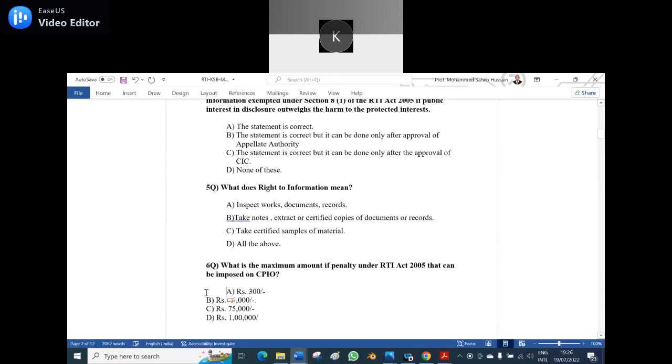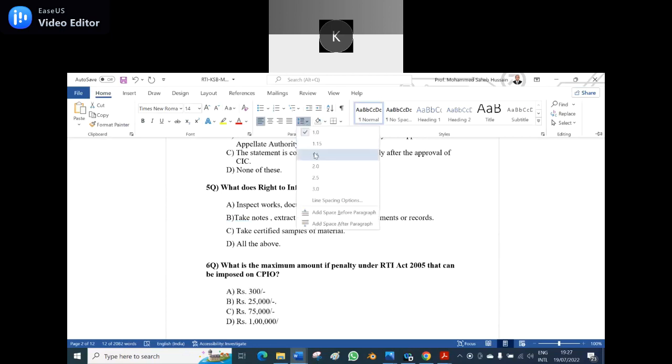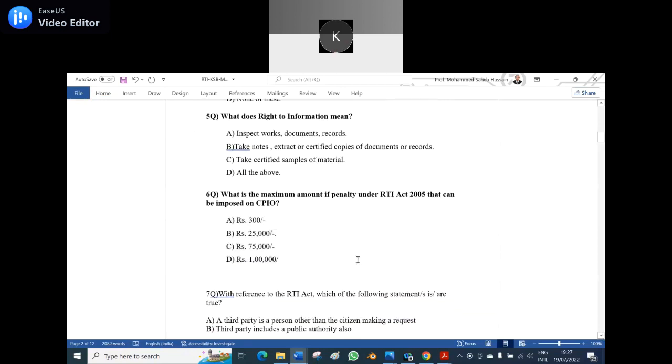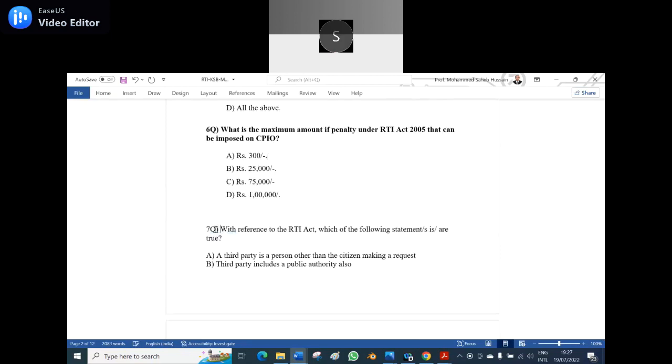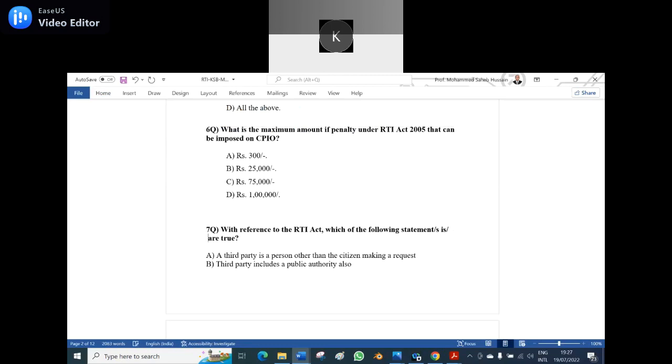Sixth question. What is the maximum amount of penalty under the RTI Act 2005 that can be imposed on a CPIO? A. 300 rupees. B. 25,000. C. 75,000 rupees. D. 1 lakh rupees. I'll guess, sir. It should be D. No. Option B is the correct answer. It is 75,000. Sorry, C. 25,000. Okay. Sir, with reference to CPIO, what does CPIO mean? CPIO means Central Public Information Officer. Okay, sir. Thank you, sir.